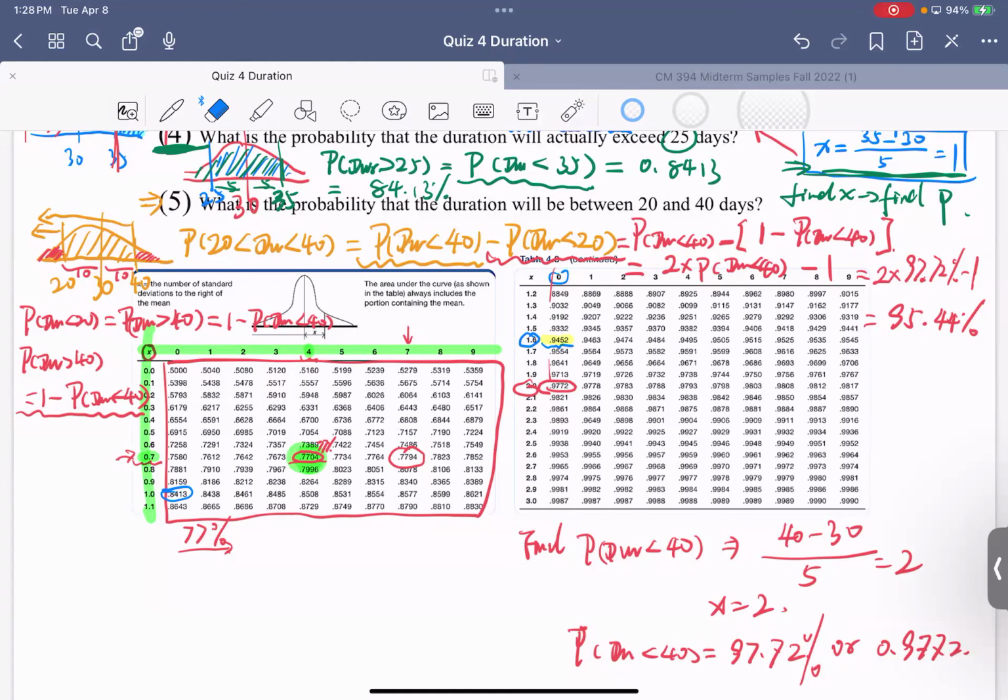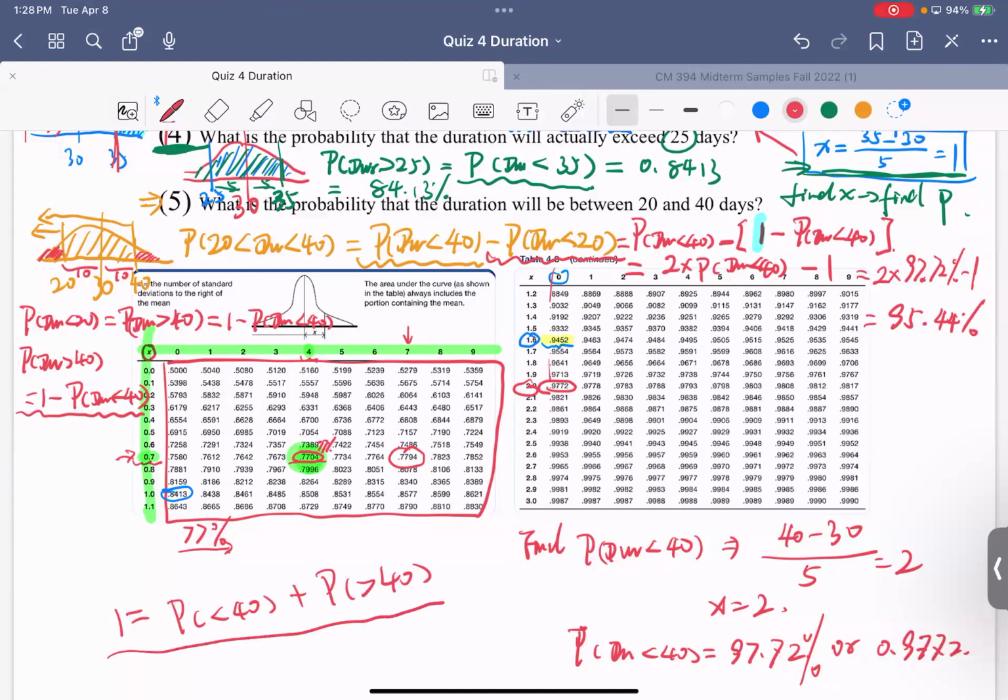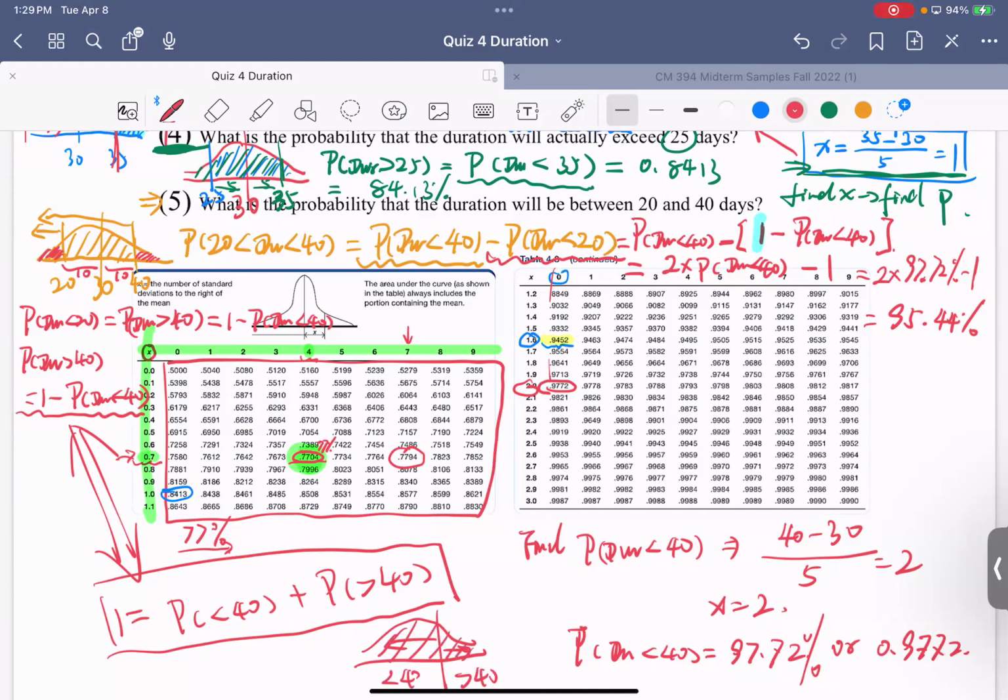Which one? So you did 2 times 97.72 percent. The one is 100 percent, so it's always going to be 1, because 1 is equal to P less than 40 plus P more than 40. That is where the 1 comes from. Because you have this whole chart, the less than 40 part and then the more than 40 part, and those put together is 1. I mean the 1 here is 100 percent. I use 1 because it is easy to see.